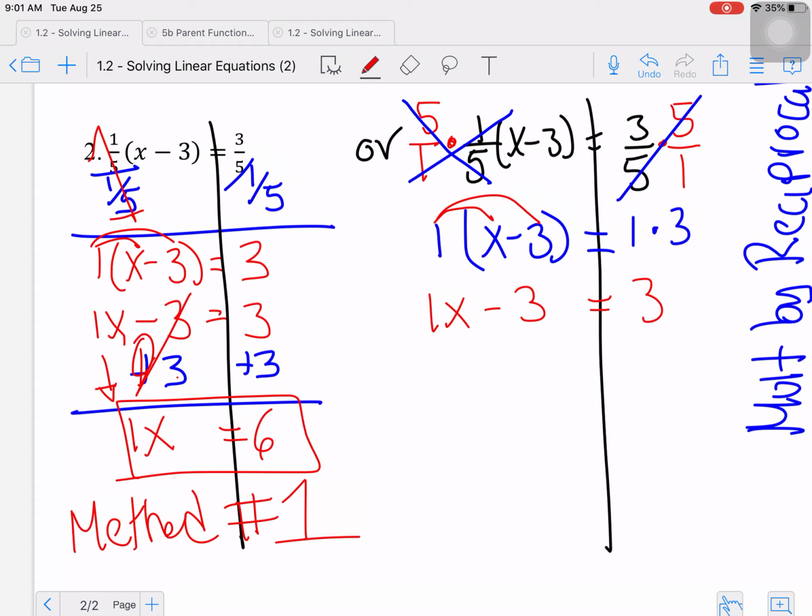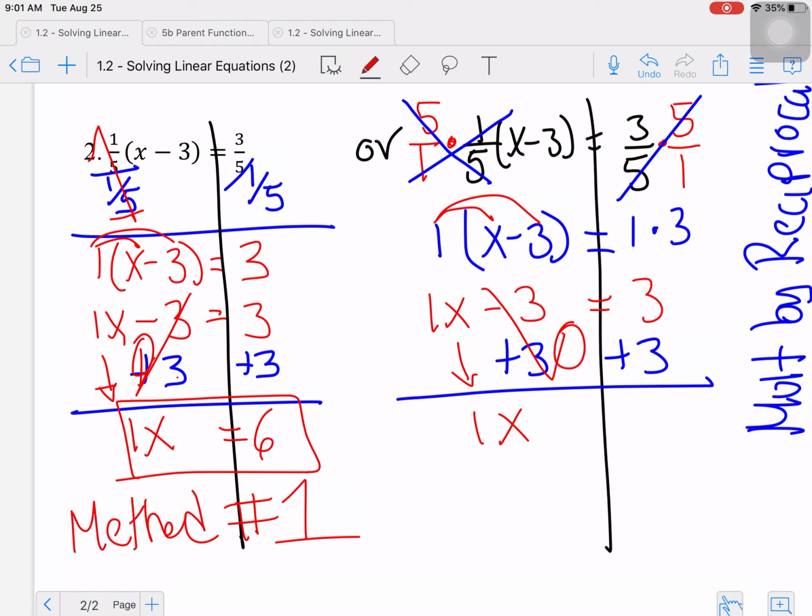And now we can go ahead and solve it. All right, so let's make that negative 3 into a 0. So we're going to add 3 to both sides. Okay, I'm left with 1x. Negative 3 plus 3 equals 0. And then 3 plus 3 equals 6. And I get the same answer. And this would be method number 2.